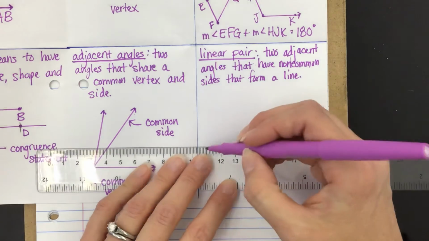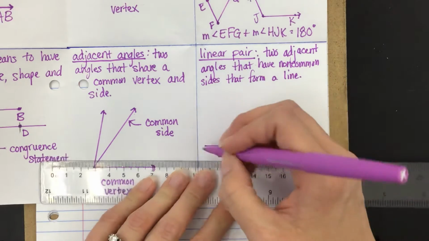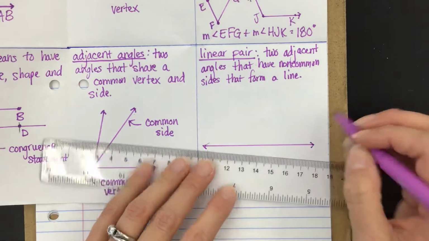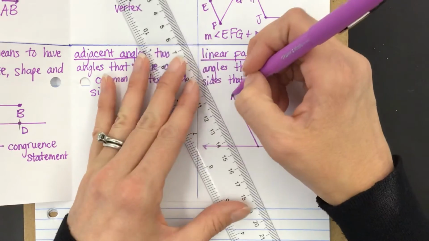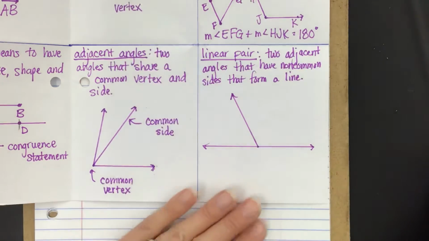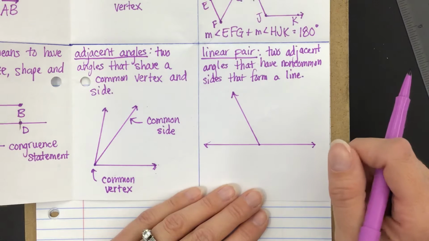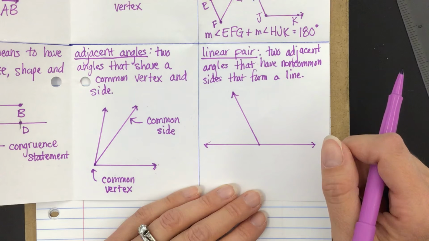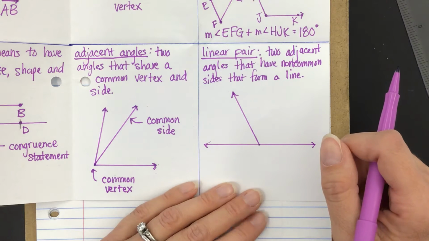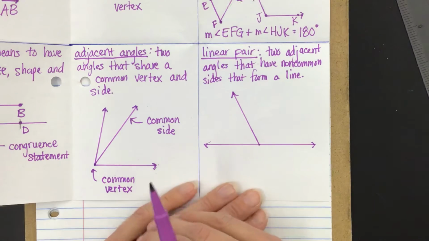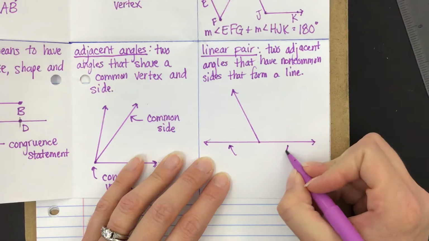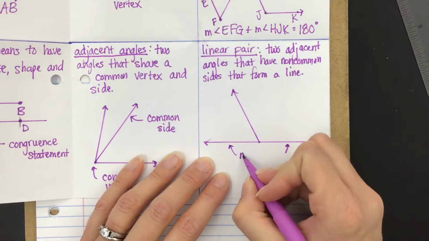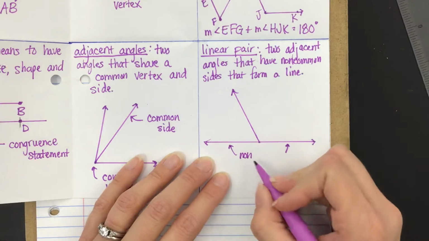Okay, so you've seen these before, and I'll show you in this picture. This would be considered a linear pair, okay? They're adjacent supplementary angles. And when they talk about the non-common sides, these right here are the non-common sides. And you can see that it makes a straight line.